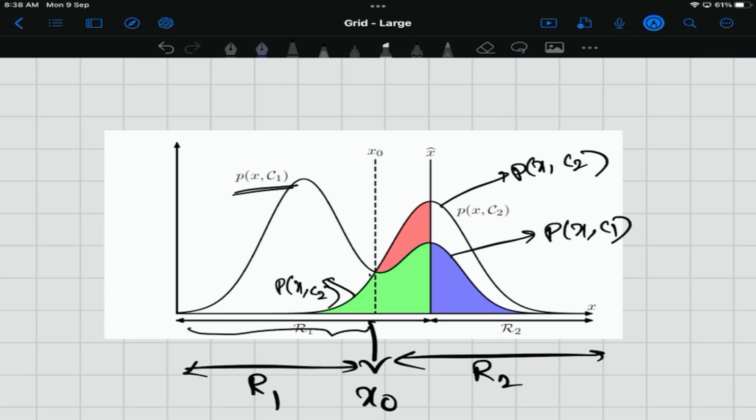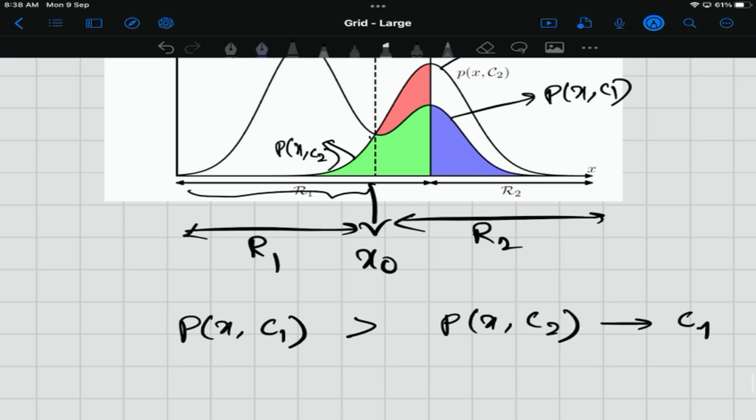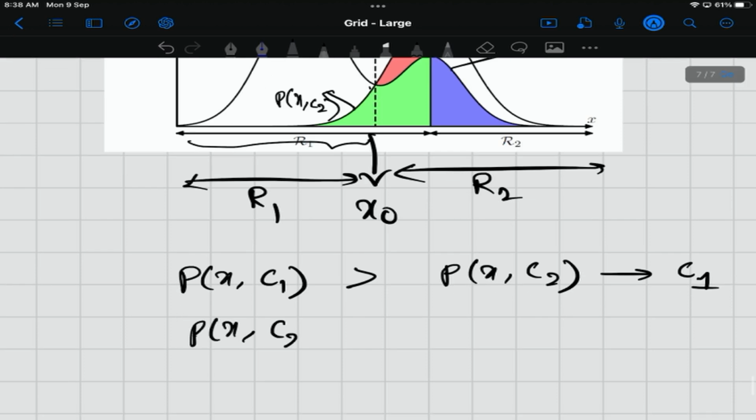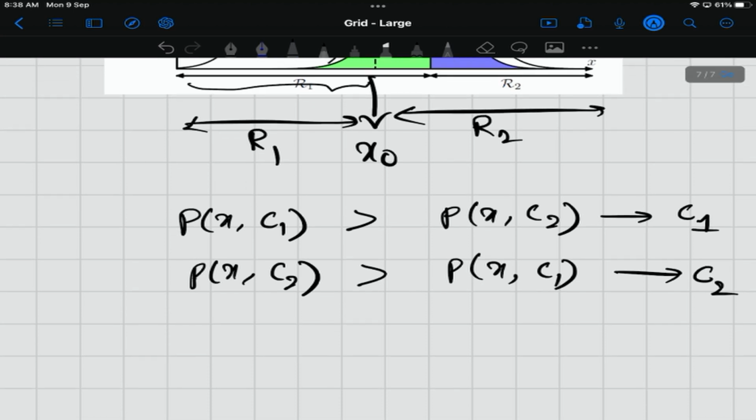This is the best, for this particular distribution, x naught is the best one, and it will give you the minimum probability of mistake. At that point where your probability of mistake is minimum, it follows these conditions: probability of x comma c1 is greater than probability of x comma c2 for class 1, and probability of x comma c2 is greater than probability of x comma c1 for class 2. So this is called your Bayes classifier, where you will try to estimate the distribution functions.